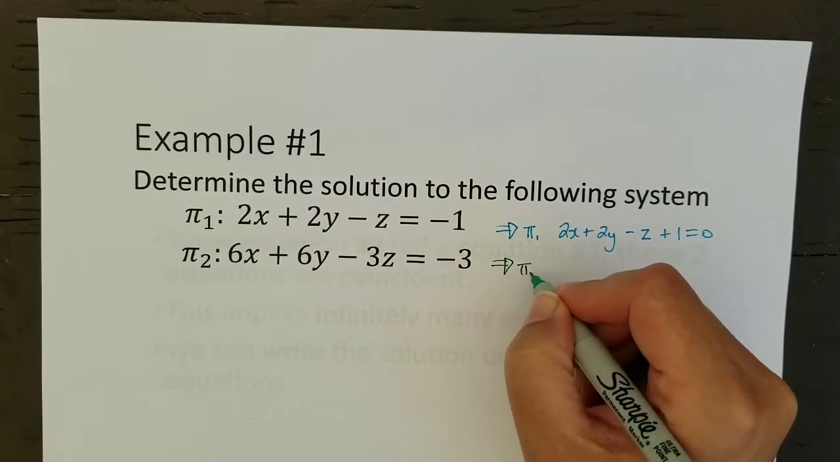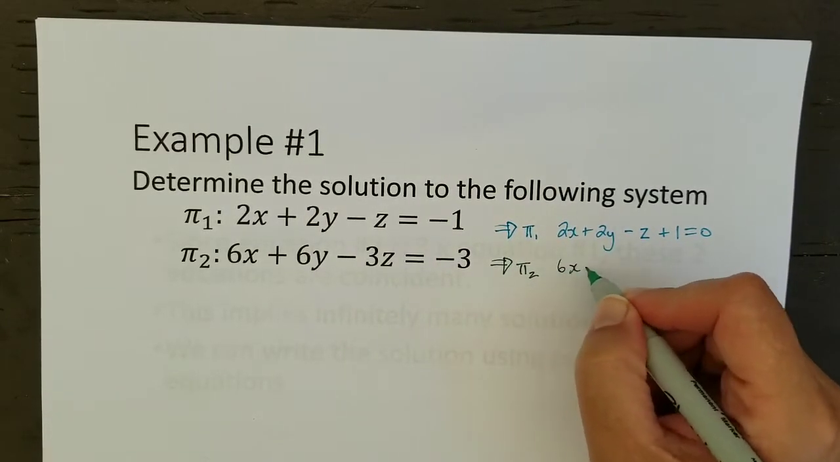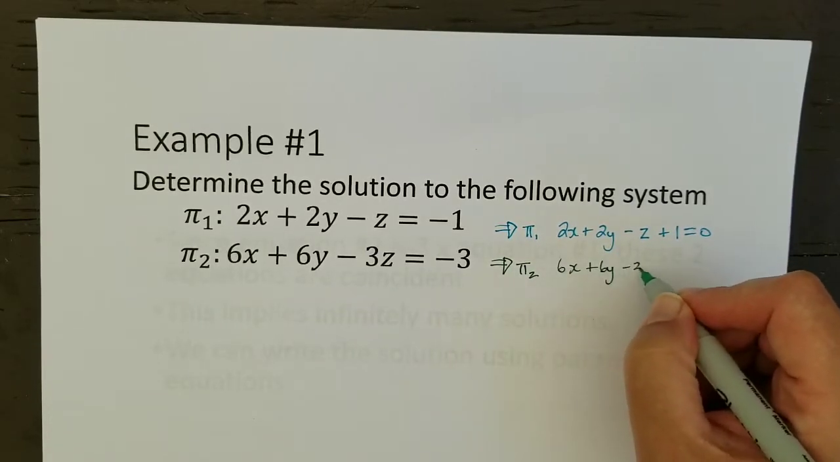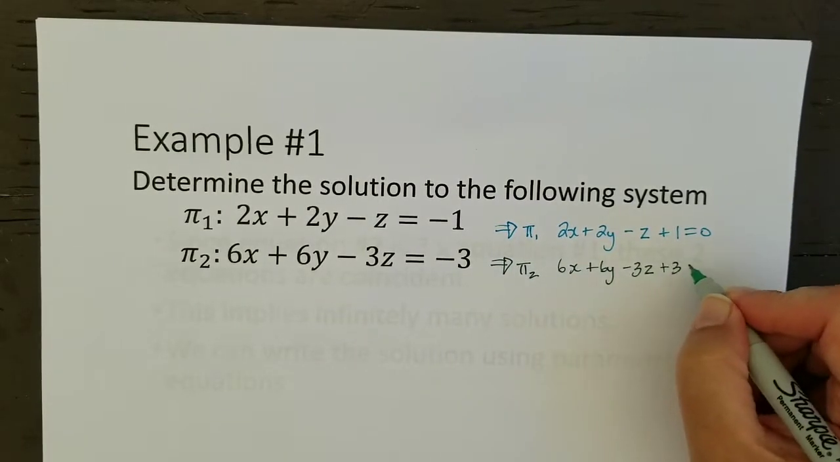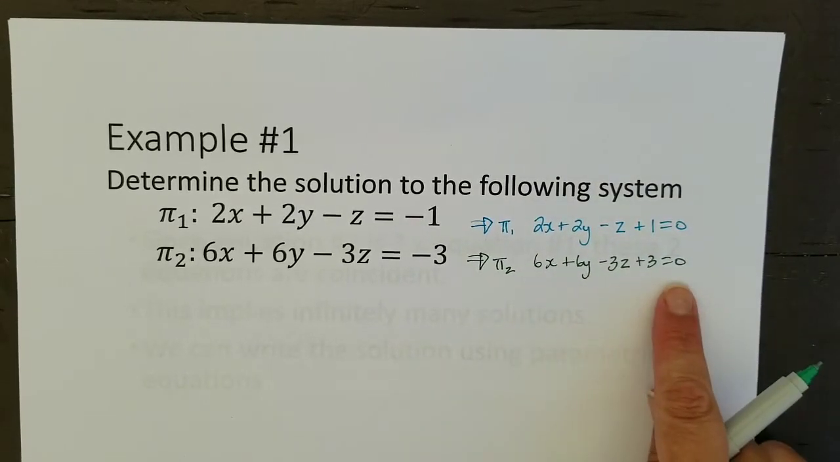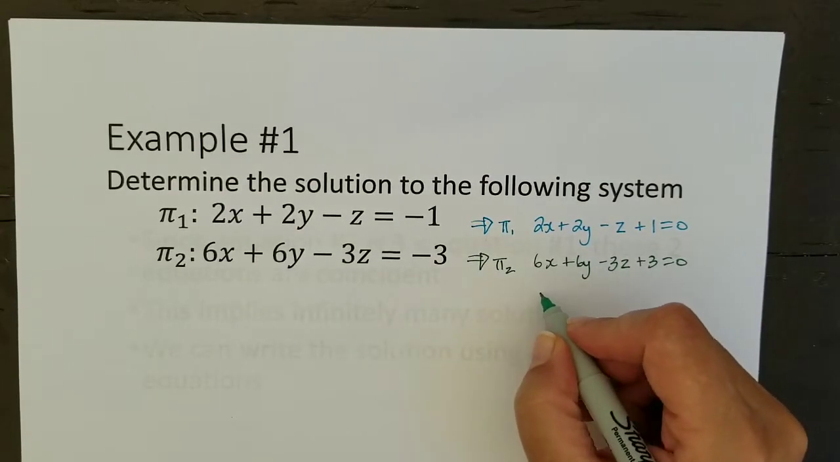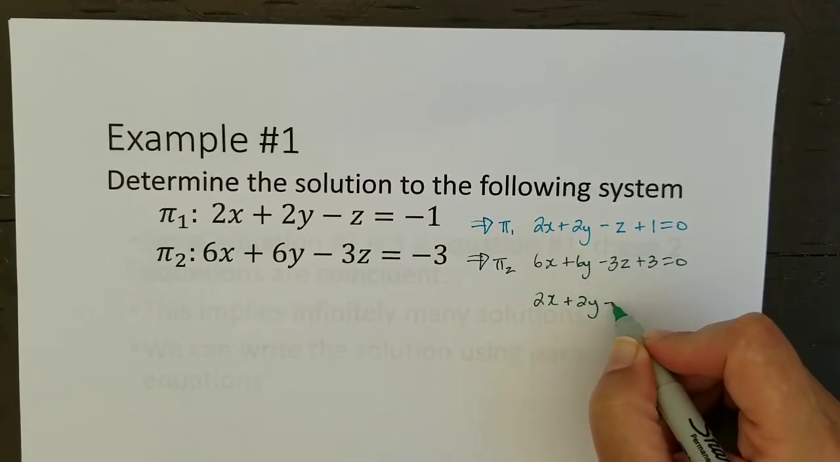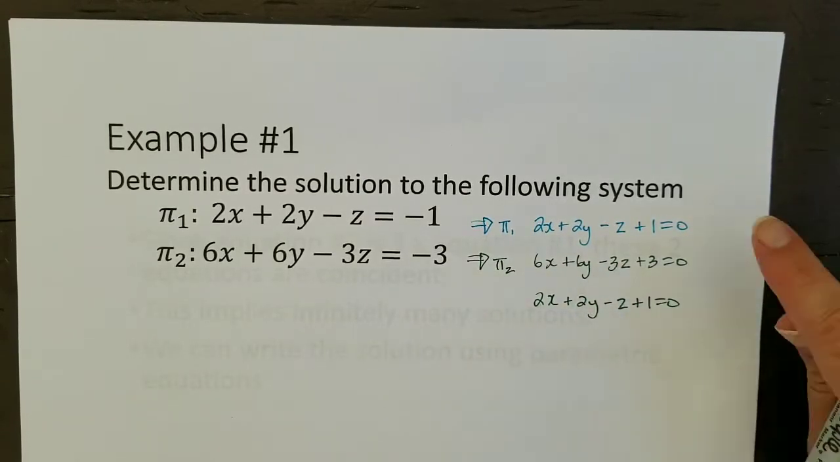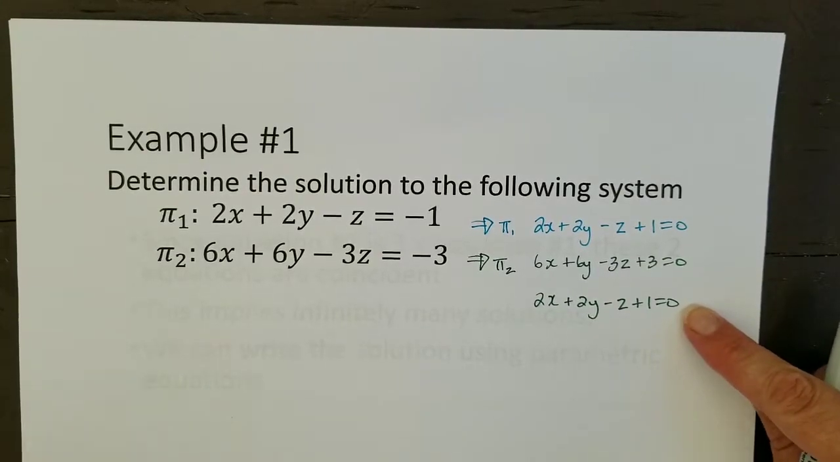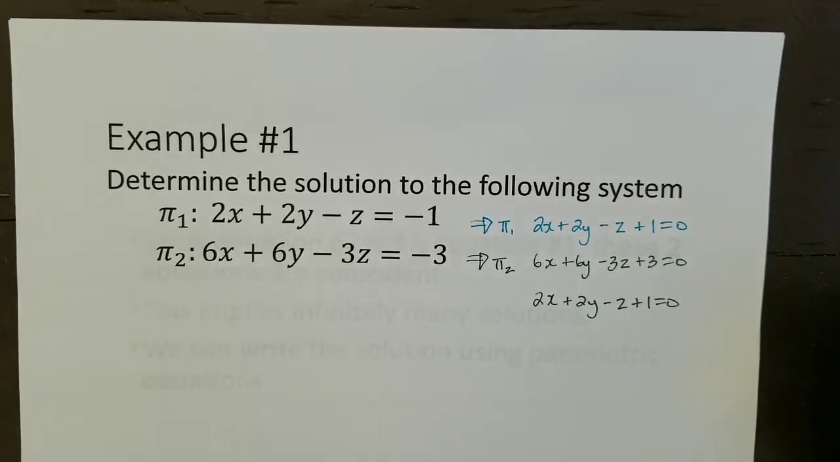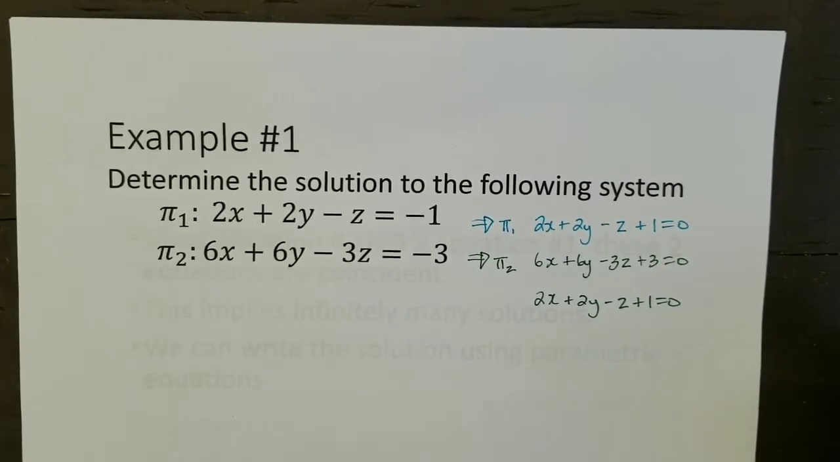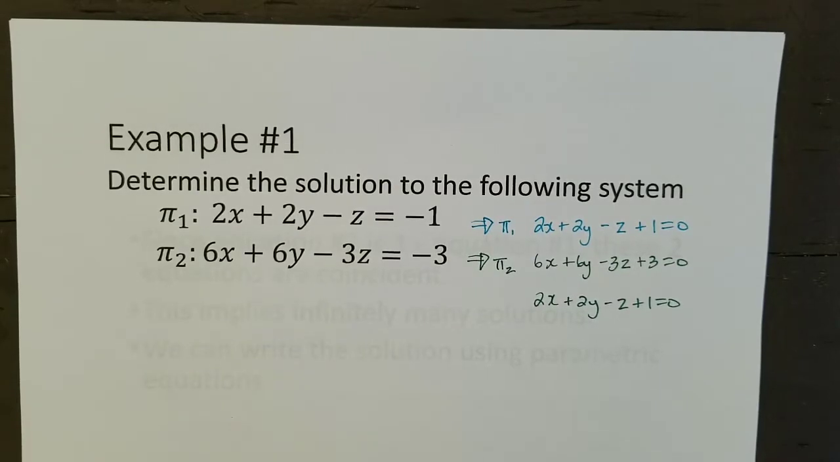So I'm going to do the same to plane 2, and here I get 6x plus 6y minus 3z plus 3 equals 0, and then I know I can reduce by a common factor here. Dividing everything by 3, I get 2x plus 2y minus z plus 1 equals 0. So we can clearly see here that plane 1 and plane 2 are going to be coincident. And again, that's why you need to write the equations of your planes in standard Cartesian form.